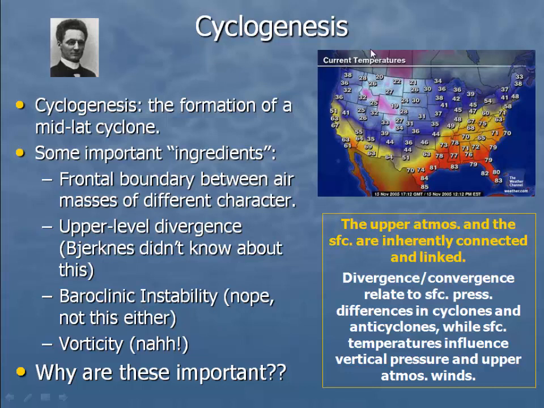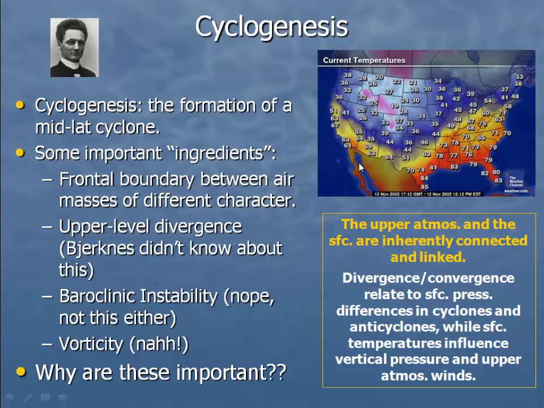In order to maintain cyclogenesis, we must have upper level divergence, so air diverging away. Because when air diverges in the upper levels, we know it will converge in the low levels, and that's what we want for low pressure systems.